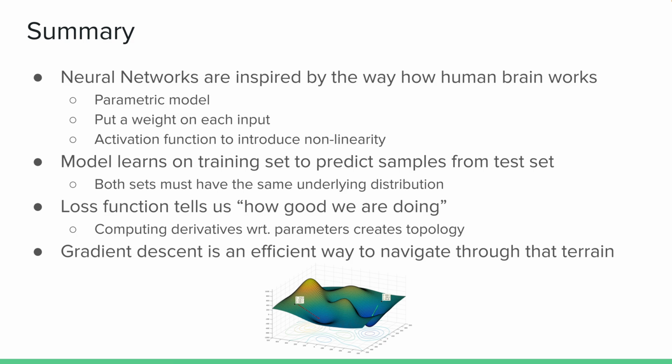The loss function tells us how well we're doing, and we compute the derivatives with respect to each parameter and then update all the parameters in one go, taking a step in the direction where our derivatives have the steepest descent. In other words, where we're going down the fastest. Gradient descent is an efficient way to navigate through this terrain by performing exactly this operation: checking your surrounding area and then taking a small step in the direction of your steepest descent.